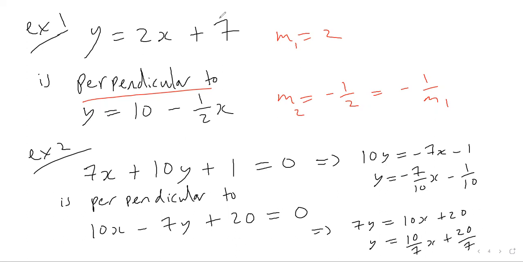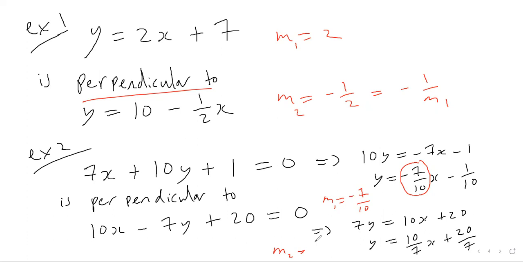So why are these lines perpendicular? Well, the gradient here is negative 7 over 10. And the gradient down here, again, I call this gradient 1, and the gradient for equation number 2 is 10 over 7. So when you flip this first fraction upside down, you get 10 over 7. Put a minus sign in front of it, you get minus 10 over 7. Minus makes a plus, so you get 10 over 7.